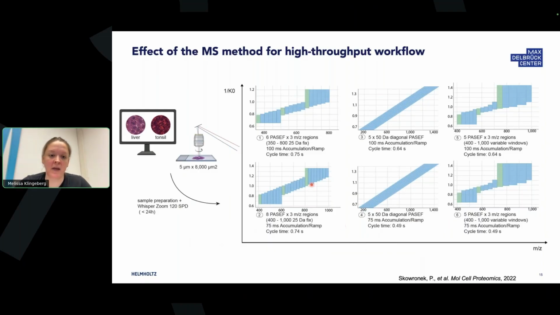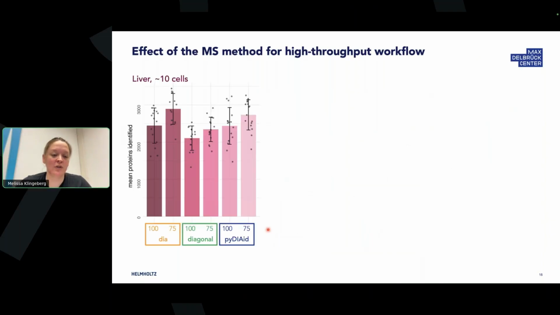And we also compared, top to bottom panel, the 100 millisecond accumulation and ramp time in the timsTOF instrument compared to only 75 milliseconds. And this is a lot of methods that we compared. So if you're super interested, you should have a look into the preprint. But I'm showing you here some of the results.